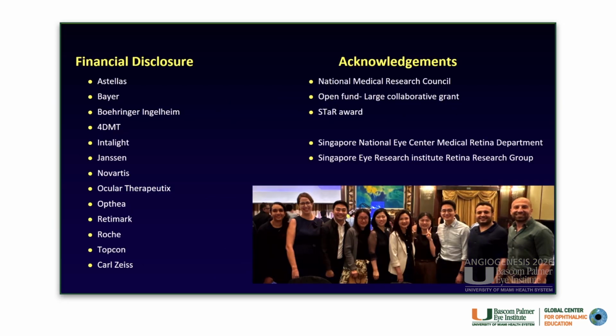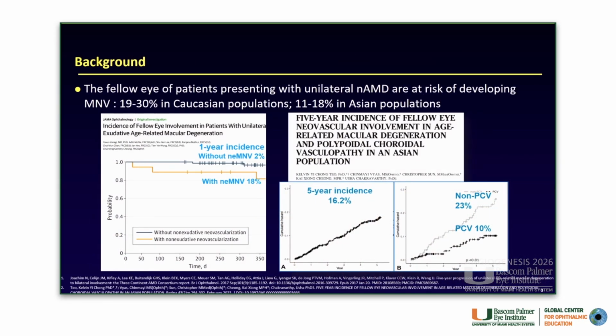Disclosures and acknowledgements. The risk to the second eye of patients presenting with neovascular AMD in the first eye is well recognized, both in terms of developing macular neovascularization and developing geographic atrophy. Previous studies reported up to 30% risk of MNV in the Caucasian populations and somewhat lower at up to 18% in Asian populations. Also, in terms of risk factors, the presence of non-exudative MNV at baseline, as well as the non-PCV subtype, have been associated with increased risk.